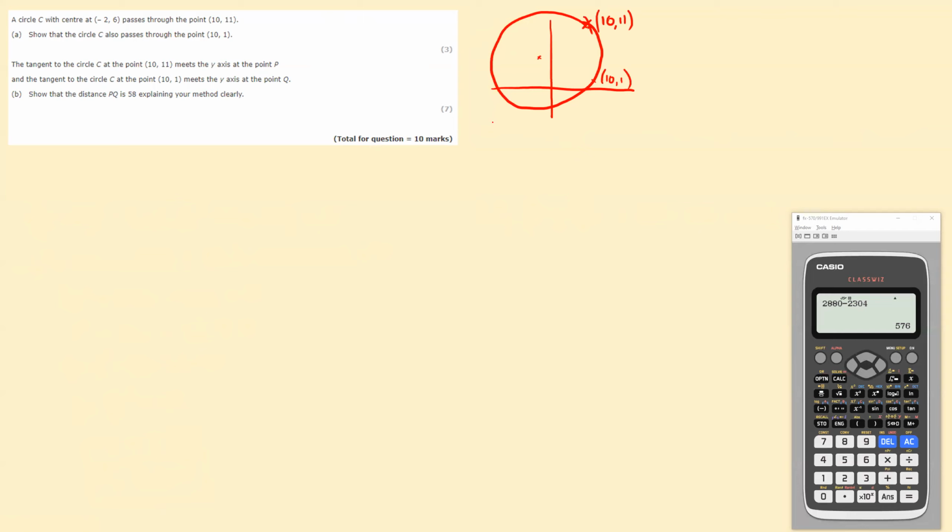From this, we need to show that (10, 1) is on this circle. So how do we actually do that?